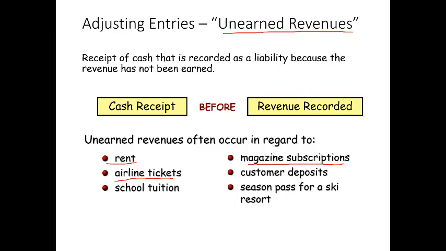Customer deposits: if you end up buying something, paying for something ahead of time, for example, if you wanted something custom made, like shoes or something, you might pay up front, and then they put them together for you, and then you get them at the end of when they're done, right? Customer deposits. Season pass for a ski resort or something like that, you pay up front, and then they provide the ski resort for the whole year. So all these things are unearned revenue.